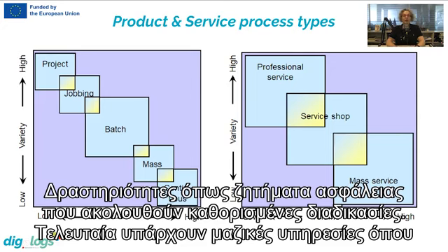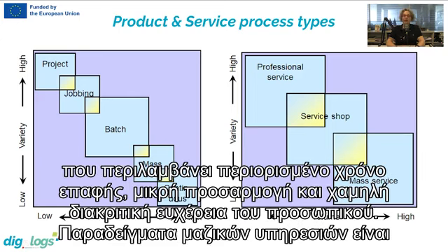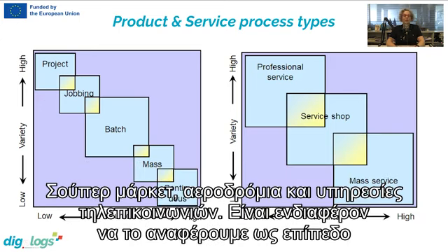Last, there are mass services where the volume level is high and the level of variety is low. Here, we have many customer transactions involving limited contact time, little customization, and low staff discretion. Examples of mass services are supermarkets, airports, and telecommunication services.